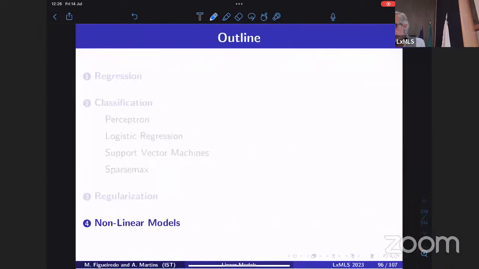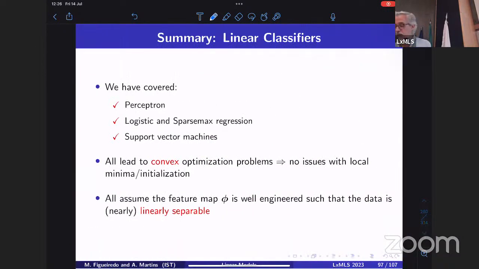Okay, finally, a little bit about nonlinear models. We're reaching the time limit. So we have covered now, up to now, perceptrons, logistic and softmax regression, support vector machines. They all lead to convex optimization problems, no issues with local minima or initialization because everything is well behaved. All assume the feature map is well engineered such that the data is linearly separable. Remember, linearly separable in the phi space, never in the X space. Always linear separability in the space of features, and I assume the features were well designed such that the separability is achieved.